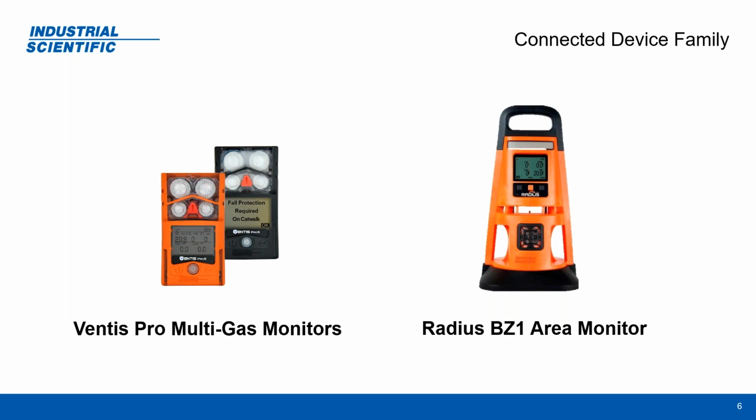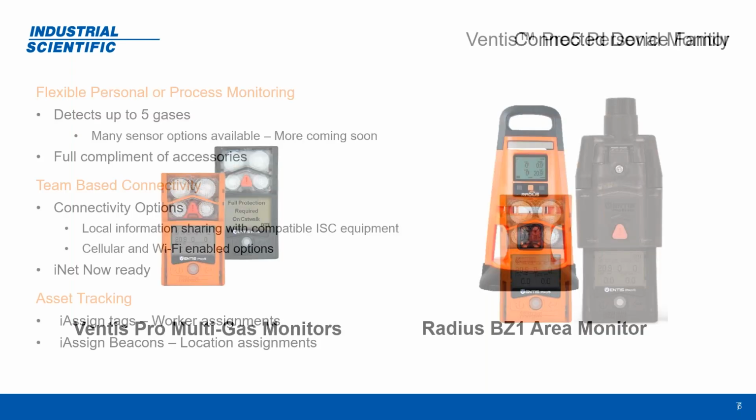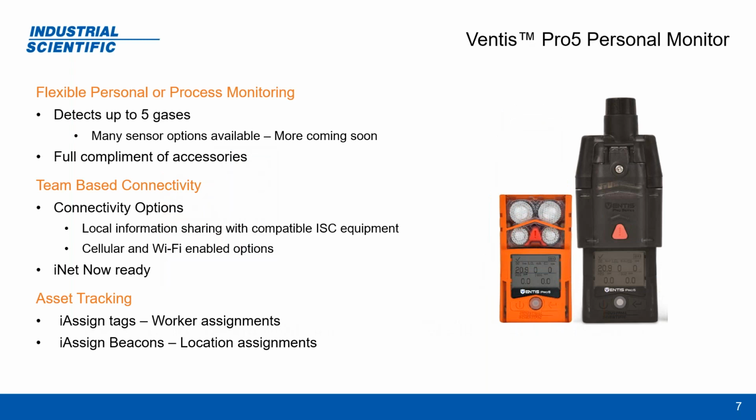Many of you may be familiar with us more from the past and used instruments like the ITX or, more recently, the MX6 or the MX4. Today we're talking primarily about the Venus Pro and the Radius. We'll start with just a quick overview of the Venus Pro. The Venus Pro is our newest 5-gas multi-gas instrument designed for both personal use or process monitoring use, like confined space entry or hot work permitting, processes like that involve a handheld gas detector.